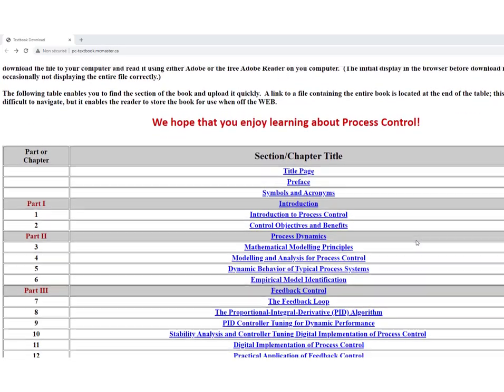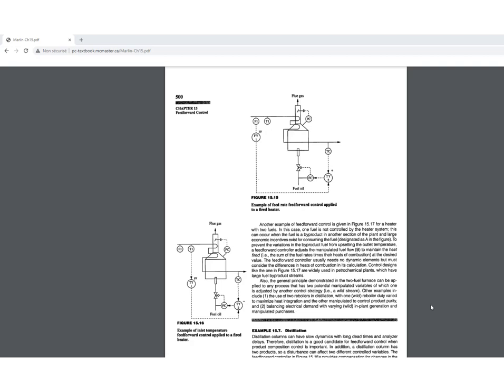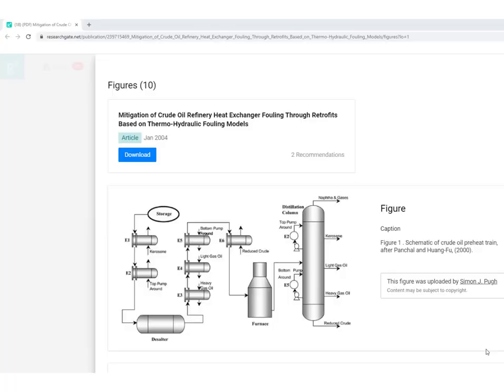This is what you get. This is the outline of the book, and you can, for instance, click on feedforward control. You can find the example that is treated in the course with its control structure, but you will find many other examples with associated control structure in this book as well.